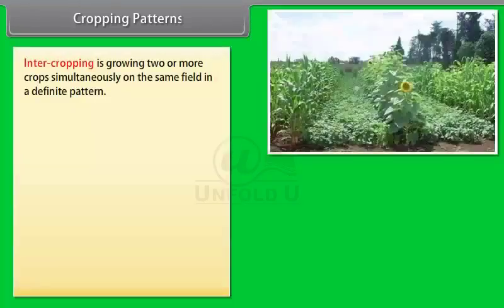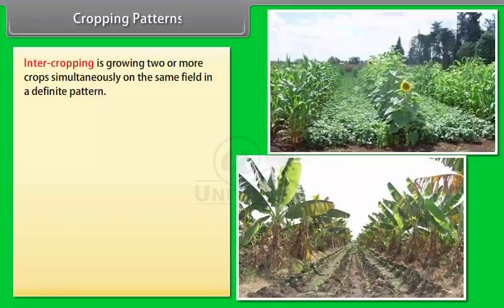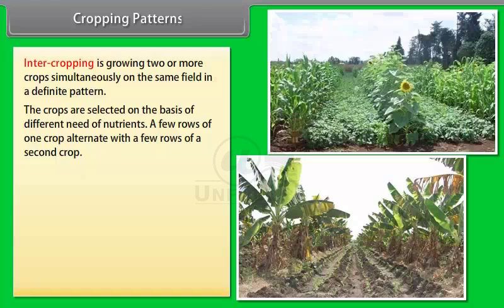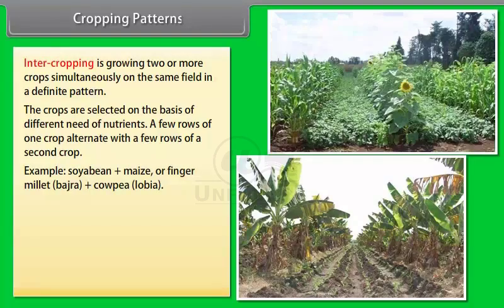Intercropping is growing 2 or more crops simultaneously on the same field in a definite pattern. The crops are selected on the basis of different need of nutrients. A few rows of one crop alternate with a few rows of a second crop. Example, soybean plus maize, or finger millet (bajra) plus cowpea (lobia). Due to this, there is maximum utilization of the nutrients supplied.